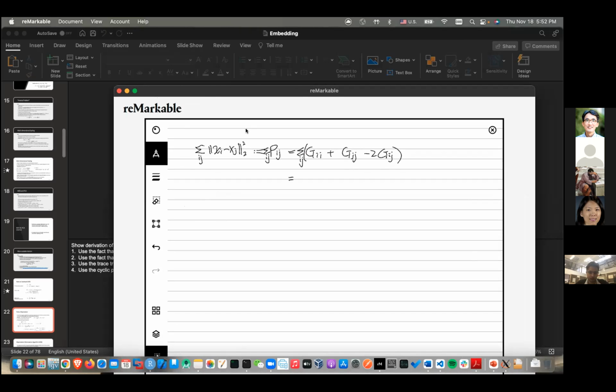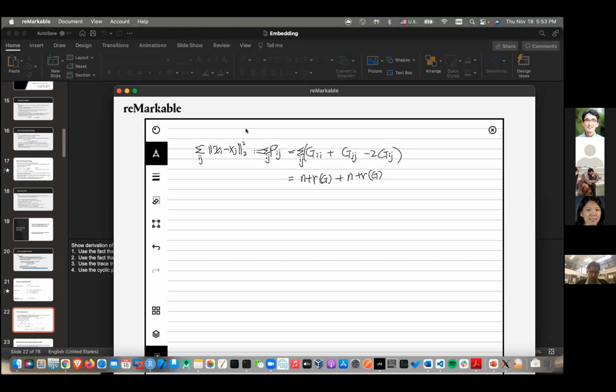So what's the first one? Because here you only have index i, what we end up with is the trace of the gram matrix G, because it is basically the diagonal times n. That's what we have for the first term. For the second term, we have a similar story because your gram matrix is a square and symmetric matrix. So again, we have n times the trace of G. And the third one is actually the sum of all the elements of the matrix.